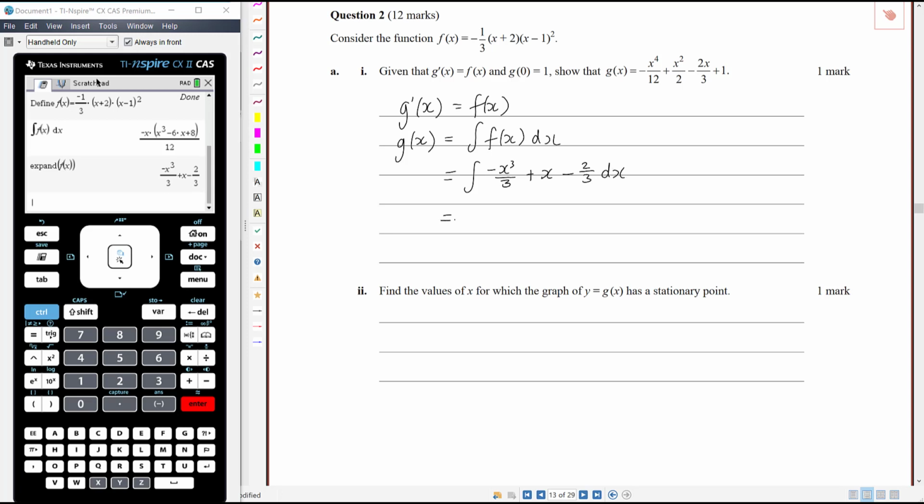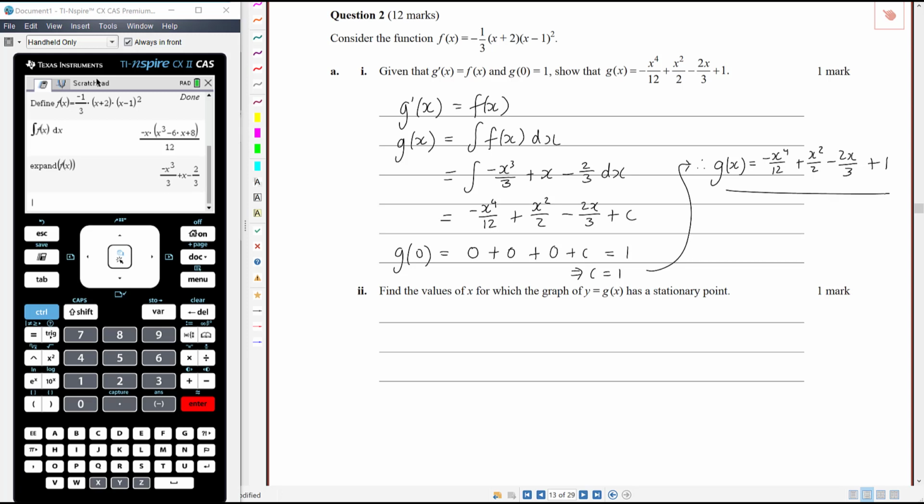I can do that anti-differentiation myself, so that is negative x to the 4 on 12 plus x squared on 2 minus 2x on 3 plus c. And then I know that g of 0 is 0 plus 0 plus 0 plus c, and that's 1. And so that means that c is equal to 1. And so therefore, g of x is negative x to the 4 on 12 plus x squared on 2 minus 2x on 3 plus 1 as required.